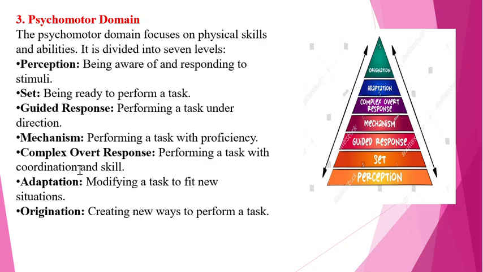The number 6 is adaptation. It means modifying a task to fit into new situations. And the number 7 is origination. It means creating new ways to perform a given task. You can see a pyramid starting from the perception, setting the things, guided response, acting on mechanism, performing a complex overt response, adaptation, and organization or origination. So you move from perception to origination, which is the main sequence for psychomotor domain.